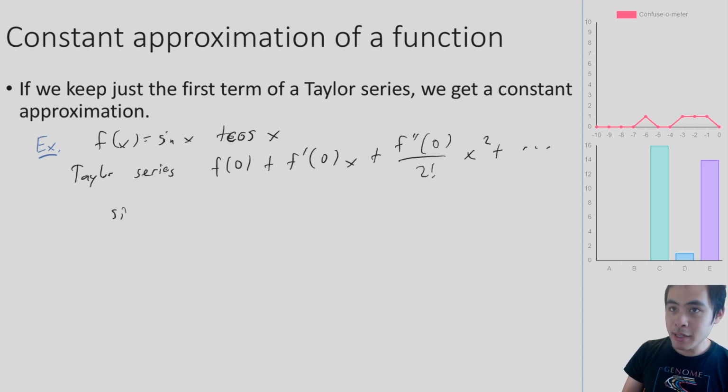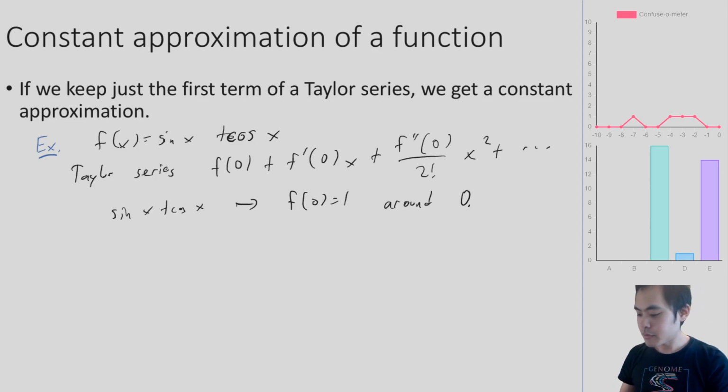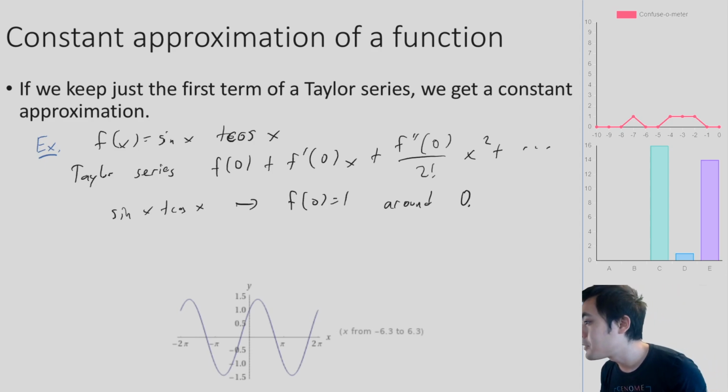So f of x is equal to sine x plus cosine x. That implies that f of 0 is equal to 1 around 0. What does that look like? This is the graph of the function. I always forget the 1.